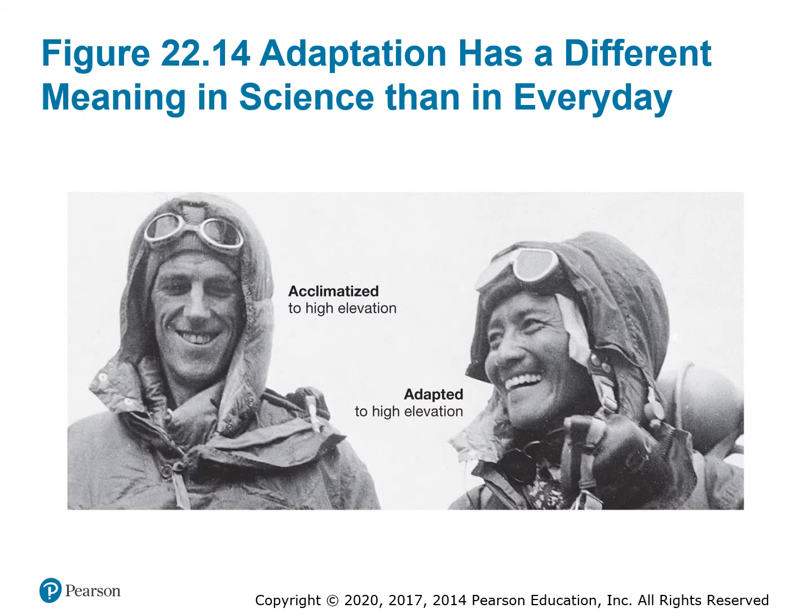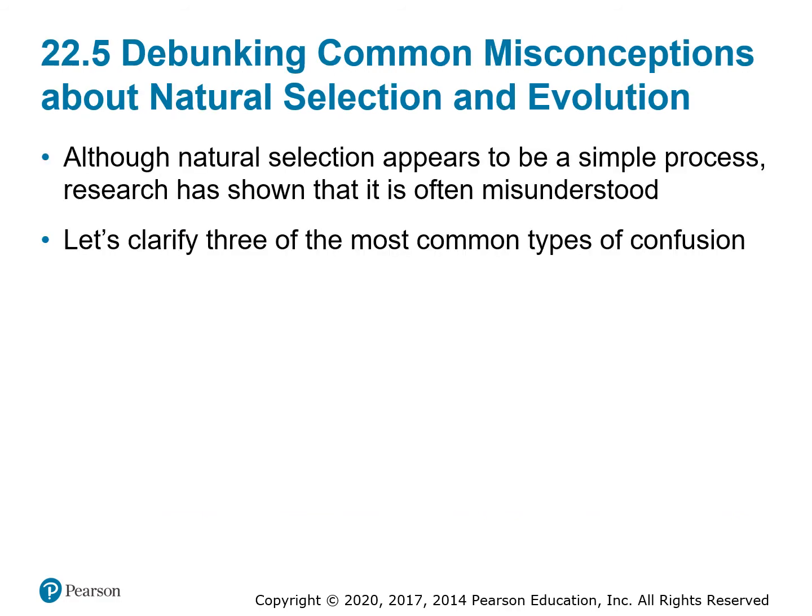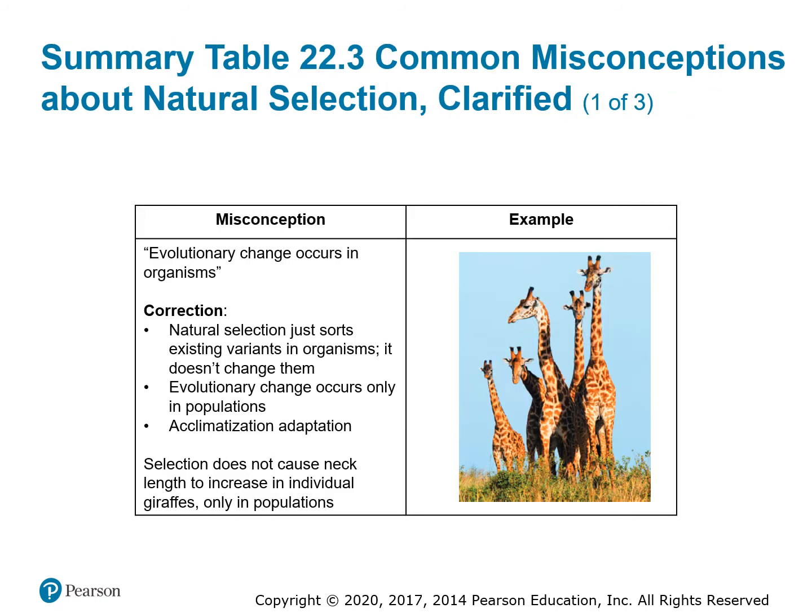Then we have differences in things like adaptations and acclimations. Although natural selection does appear to be a very simple process, sometimes people don't understand it. So let's clarify some misconceptions. The first is that evolutionary change occurs in organisms. It doesn't. Natural selection sorts out what's already there. So the variants that are in the population, that's what natural selection works on.